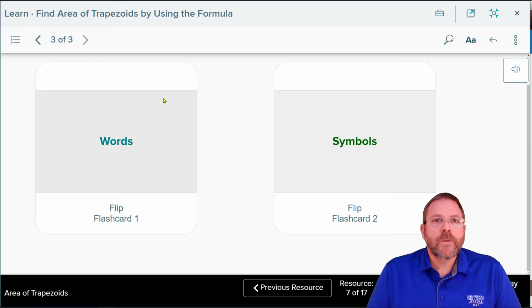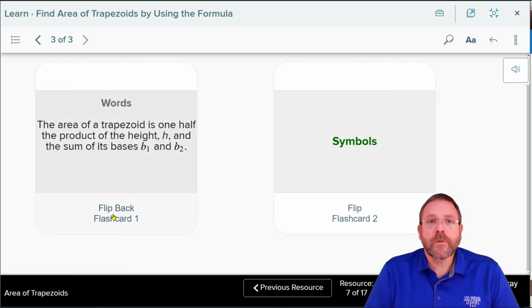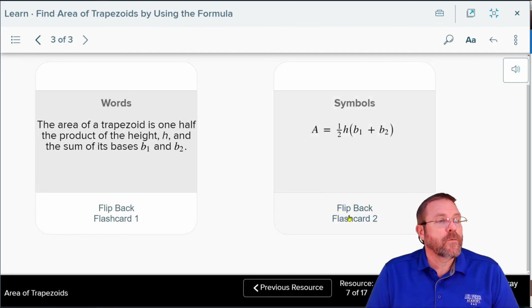So finishing up this part 1 of our lesson, in words we could say that the area of the trapezoid is 1/2 of the product of the height and the sum of the bases, base sub 1 and base sub 2. In symbols, we would have a formula that says this: area is equal to 1/2 times the height times the sum of base 1 and base 2.